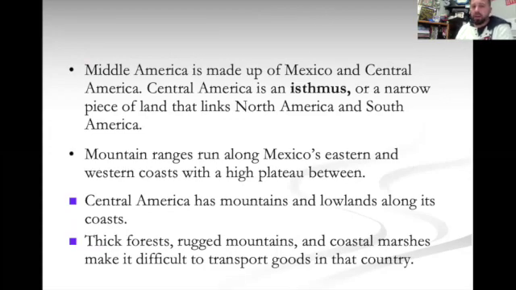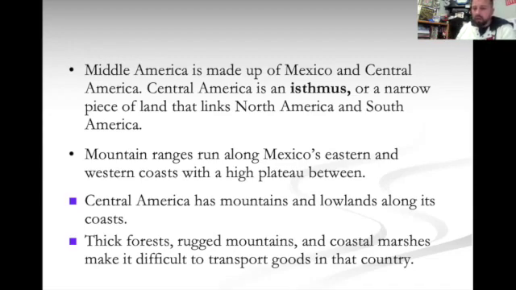You look at Middle America, that's going to be Mexico and Central America. The dominating landform out here is an isthmus. If you don't remember what an isthmus is, I don't know if they've talked about it before, it's basically a narrow strip of land that links 2 larger pieces of land. And I'll show you what an isthmus is. But again, you've got mountains. It's rugged territory, with a massive plateau.